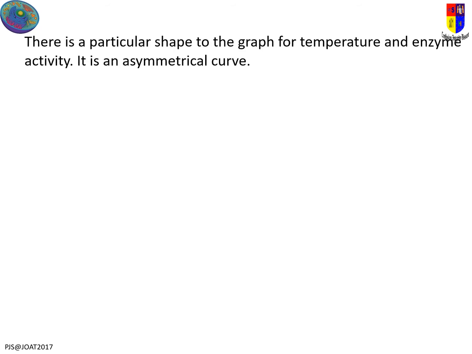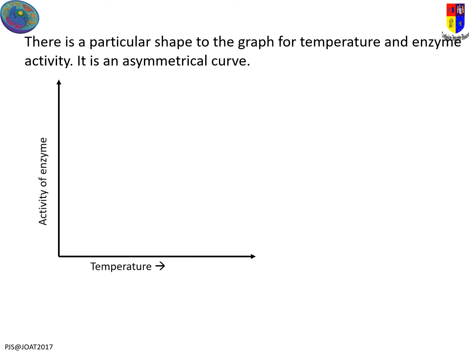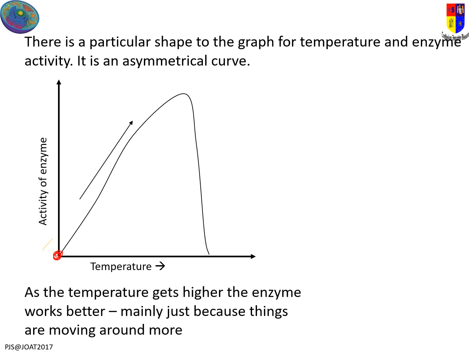So this is a particular shape that we need to look at in the graphs for temperature, and we're also going to look at pH. Temperature is an asymmetrical curve, and what that means is that we have this shape. At the start, with low temperature, right down here, you've got nothing happening. But as you increase the temperature, you get an increased activity. That makes sense because temperature is to do with how fast things are moving. As you increase the temperature, things are moving around more often, and so they'll bang into each other. So you get more of the substrate hitting the enzyme.